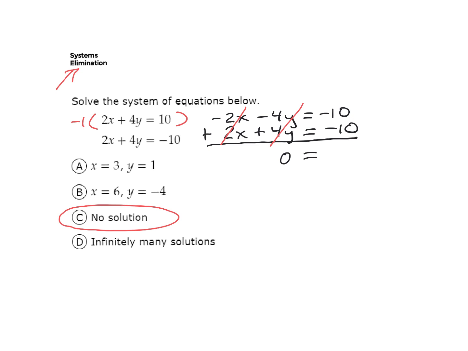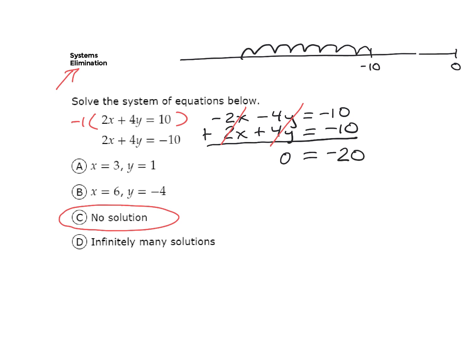Grab a calculator if you need to, but think about it on the number line. You know that your negative 10 would be down here. And here's your 0 up here. If you take away 10 more, imagine you owe somebody $10, you're going to keep going down in the negative way. You're going to add another 10 onto it, so you'd have negative 20. Clearly, 0 does not equal negative 20, so there is no solution.